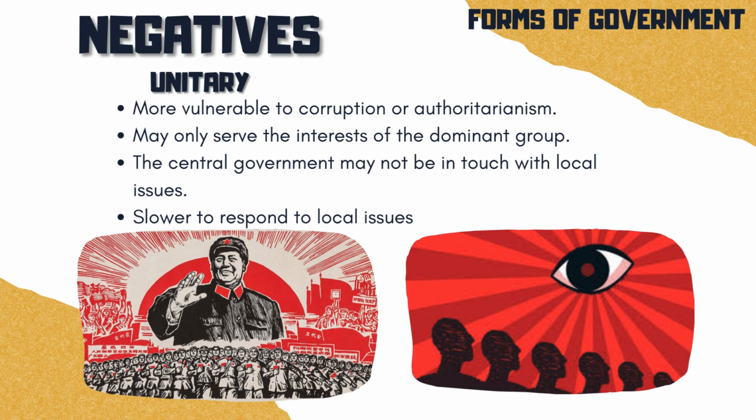Now, the disadvantages of a unitary government. So, we're going to talk about the cons of this. They're slow to respond to local issues. The central government isn't always in touch with local problems. They have a high risk of corruption or authoritarianism. If one group controls the government, they can make laws that benefit themselves and ignore everybody else.